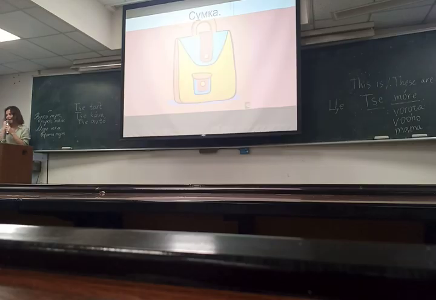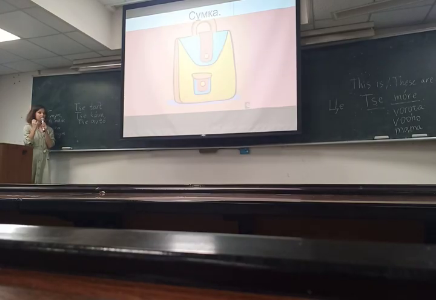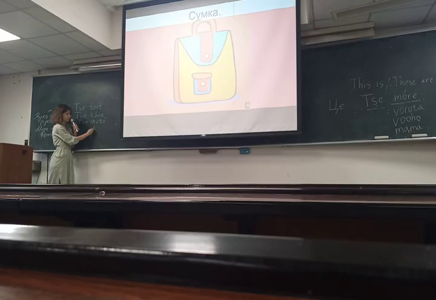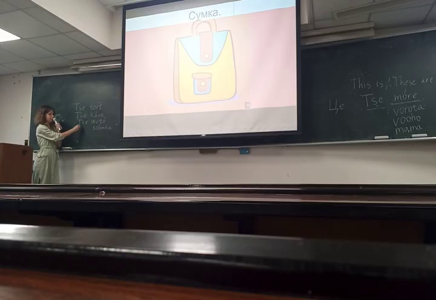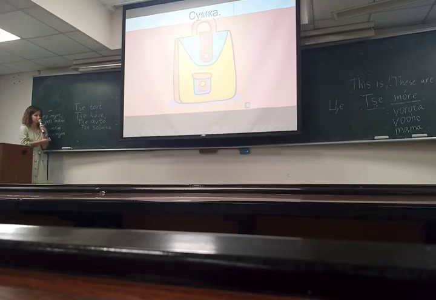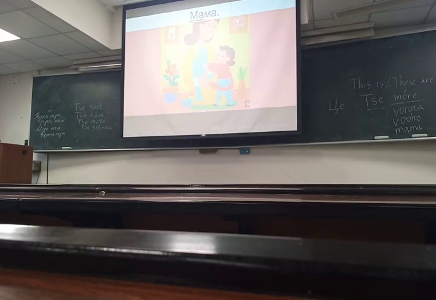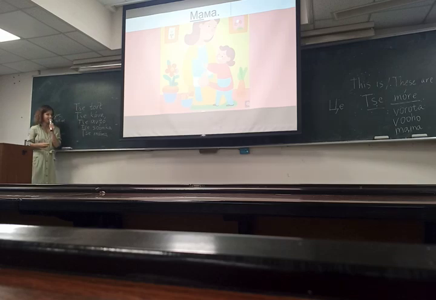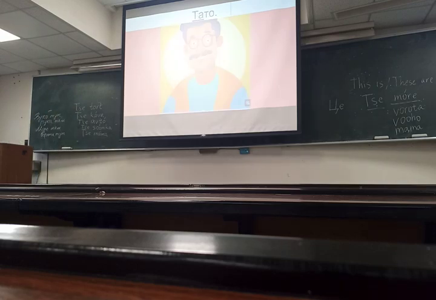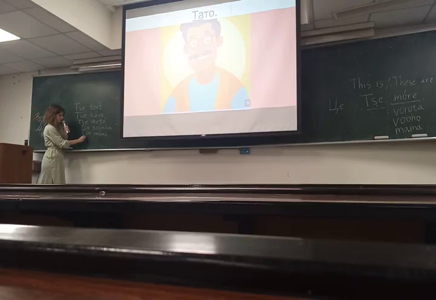And then you've got a bag. How do you say bag? Yeah, that's good. It's s, u, m, k, a. Let's say сумка. And the whole sentence will be, yeah, good. Once again, це сумка. And then you have mom. How do you say mom? Yeah, good job. Let's say this is mom. Nice. Once again, це мама. And then you have father. How do you say father? Good job. Once again, це тато.